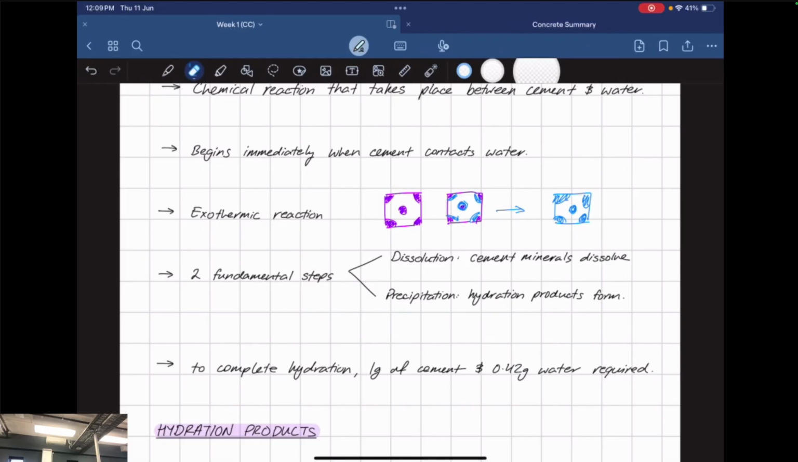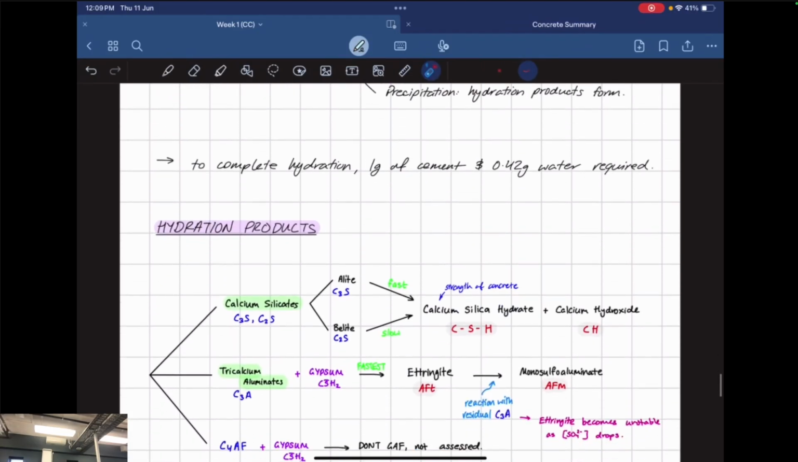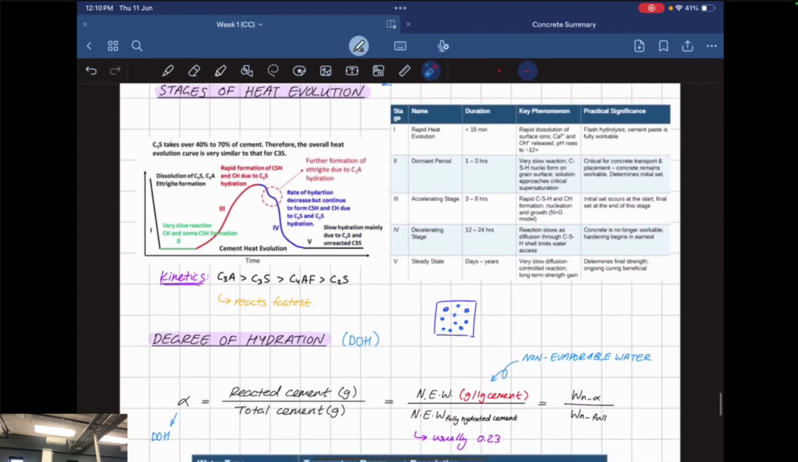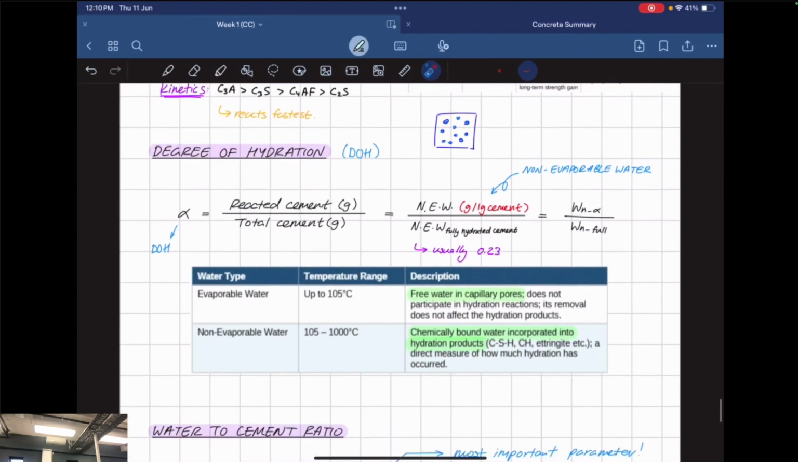Shouldn't it be 0.23? I don't know, I just took that straight from the lecture slides. I actually didn't look at the exercise. I did the workshop ones, and the workshop examples were really good. Anyways, this bottom part is usually 0.23 unless stated otherwise. Does that make sense, Randy? Non-evaporable water? Okay, cool.